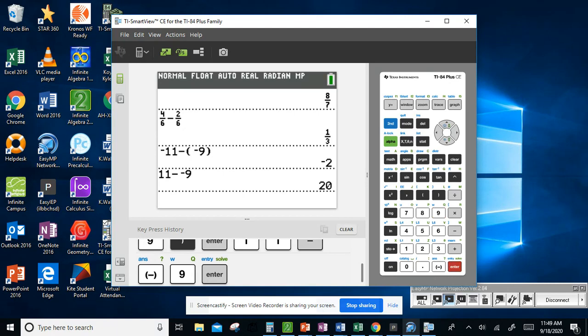But see how that changes? So put parentheses around minus negative. You don't have to put a positive. It already knows it's positive.